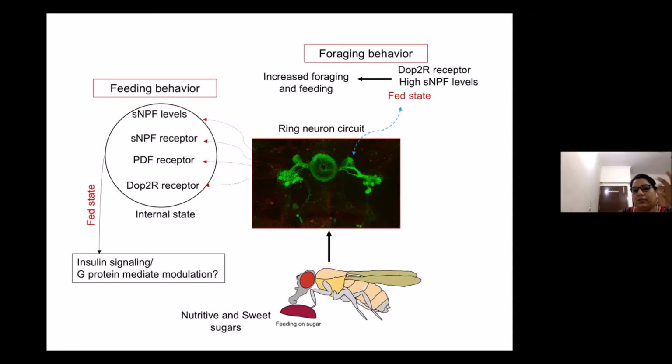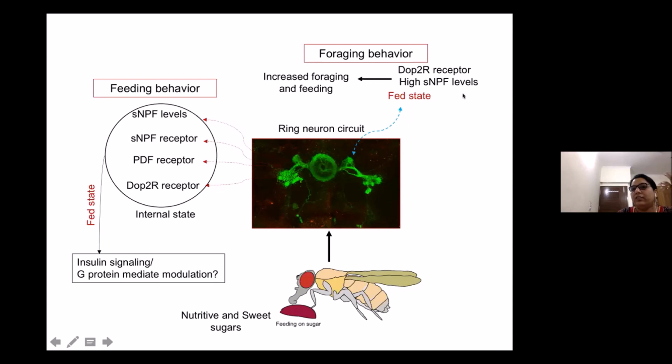Dopamine 2 receptor acts through G protein signaling. So we are also trying to see where they fall in the pathway and how these signalings are incorporated here and regulating the feeding behavior. But for the foraging behavior, not all the receptors gave us the phenotype.